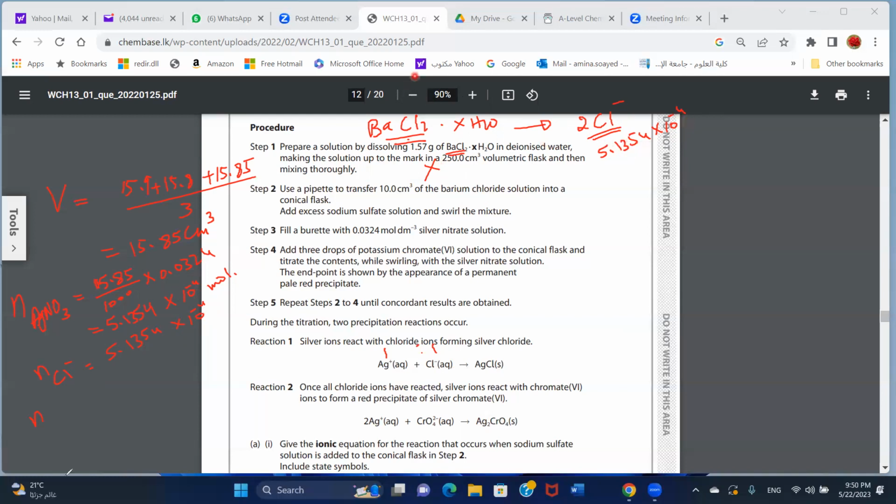Yes. So would you divide it by 2 and then add it to the 5.154? No, you divide it by 2 only. You don't add anything. From the mole ratio here, you get the number of moles of the barium chloride 0.x water. Do you understand? So we are going to divide this by 2. We get 2.0 67 times 10 to the power minus 4 moles.